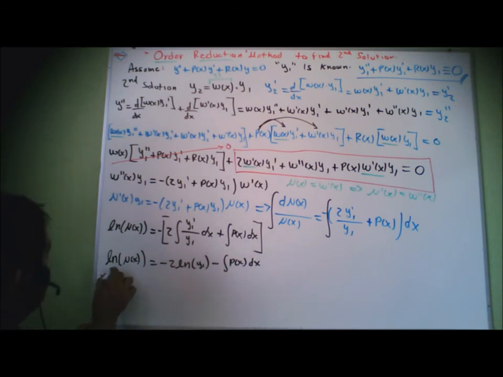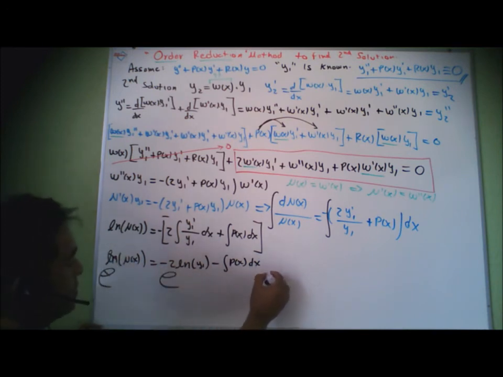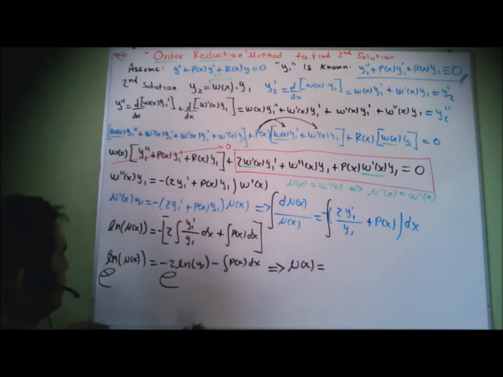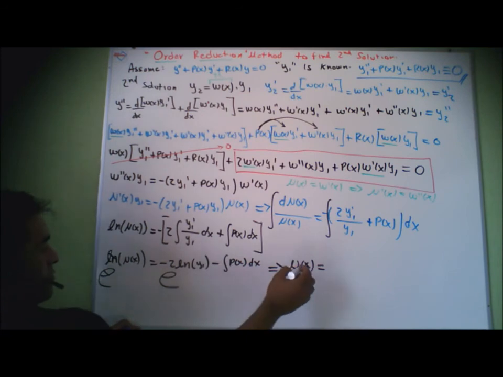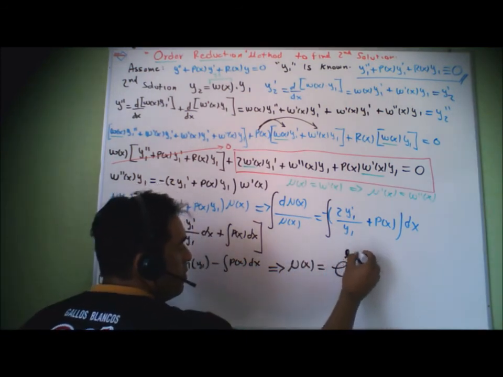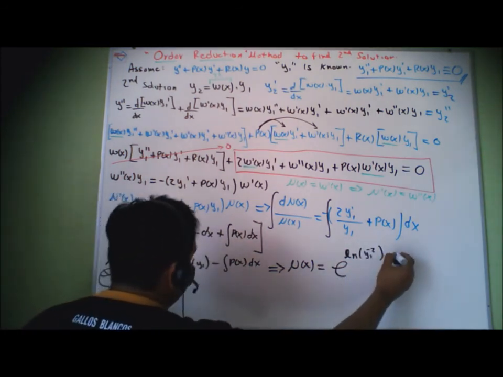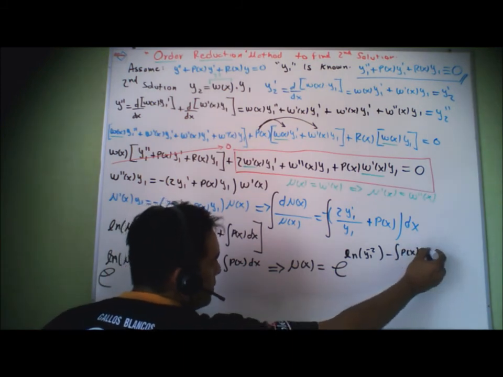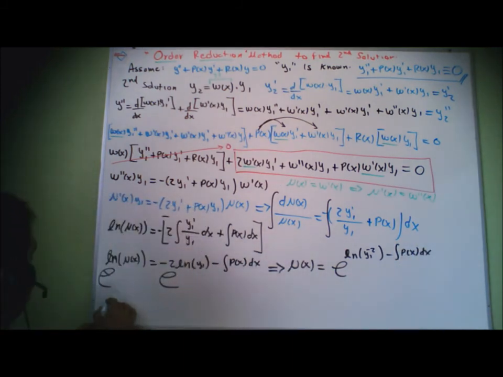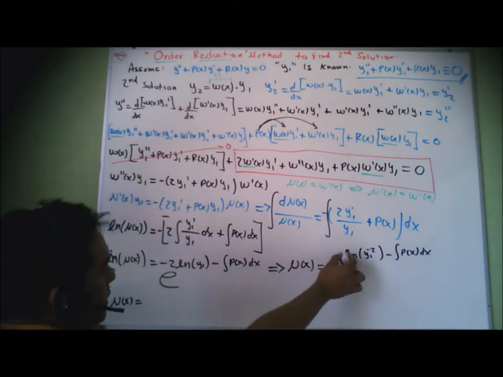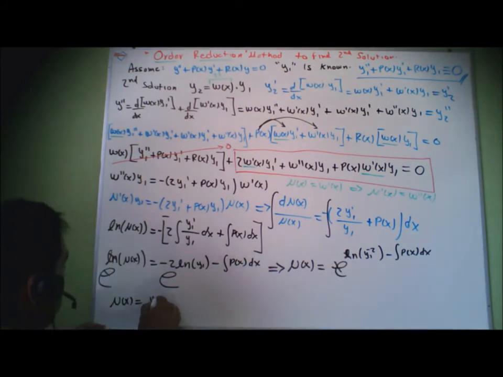Now let's take the exponentials on both sides. So this and this cancel. What you get here is mu of x is equal to, this minus 2 goes in the power, so it's going to be the exponential of the natural logarithm of y1 squared, minus, because it is minus, and then minus the integral of p of x differential of x. So mu of x is equal to this and this cancels, y1 to the power minus 2, and then the exponential of the minus integral of p of x differential of x.